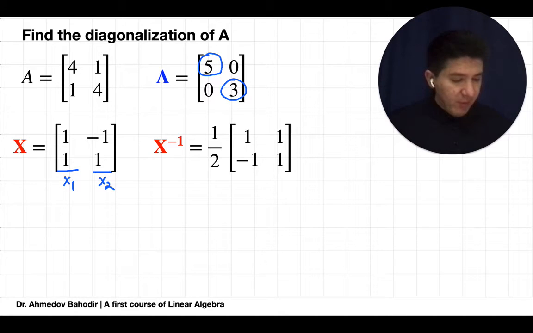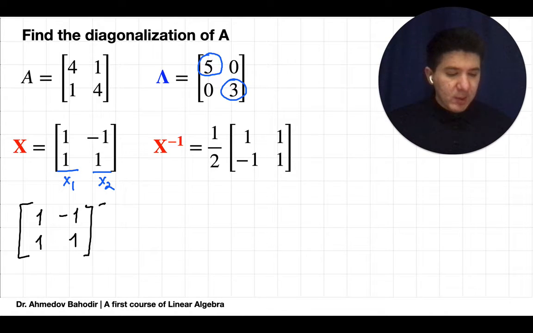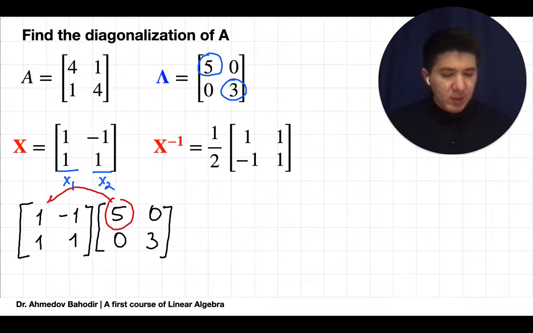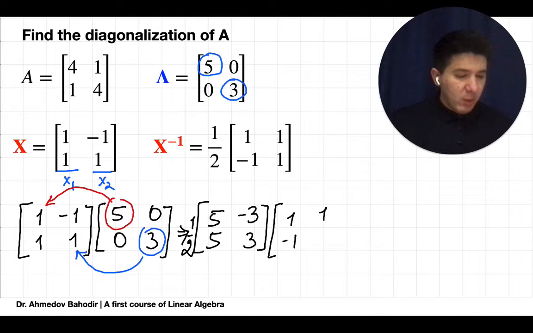Let's first multiply X by lambda. This is 1, 1, minus 1, and 1 multiplied by 5, 0, 0, 3. When we multiply by a diagonal matrix from the right, each column of the matrix on the left is just multiplied by the corresponding diagonal entry. So this equals 5, 5, minus 3, and 3. Now we multiply this by X inverse, which is 1, minus 1, 1, and 1.